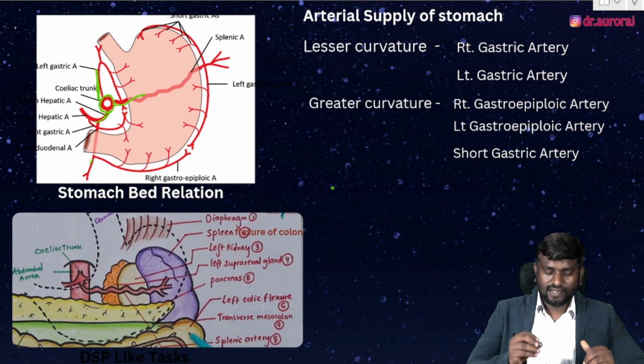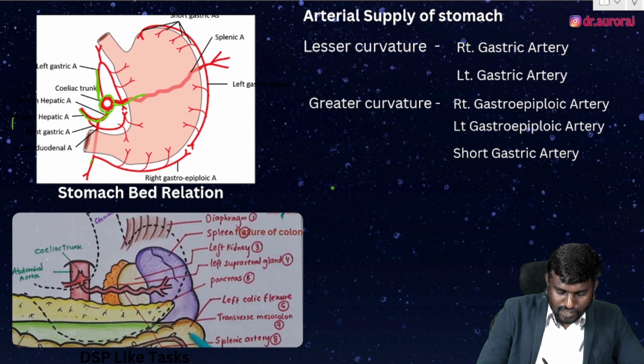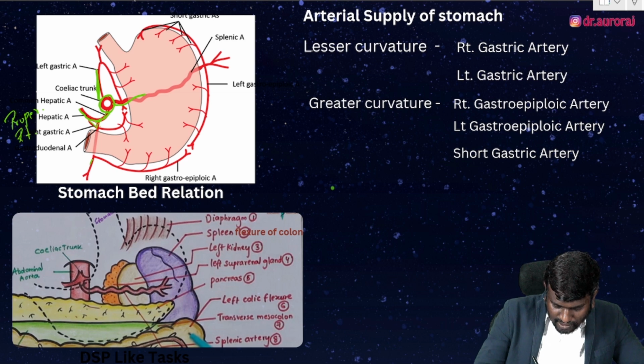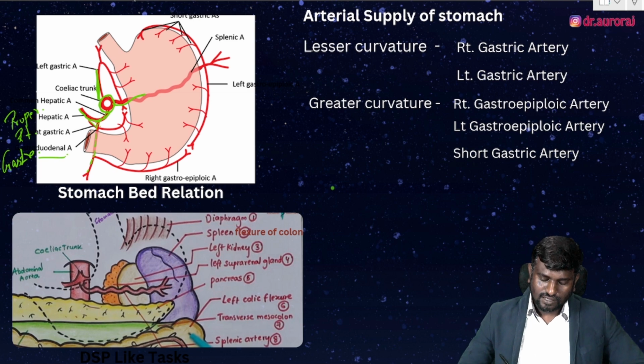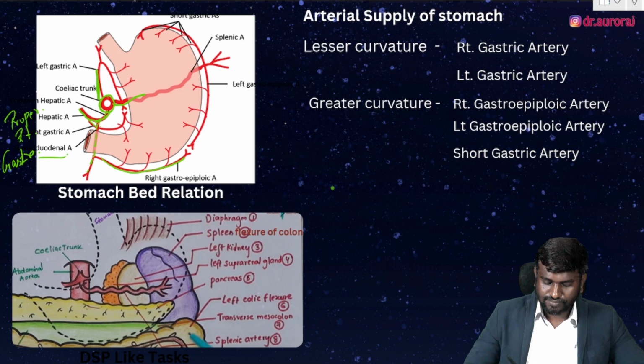The common hepatic artery, please follow, it gives rise to proper hepatic artery, and then here this is going to be called the right gastric artery, and then as you see here there's another artery descending down. This is going to be gastroduodenal artery, good. And then it gives rise to right gastroepiploic artery.